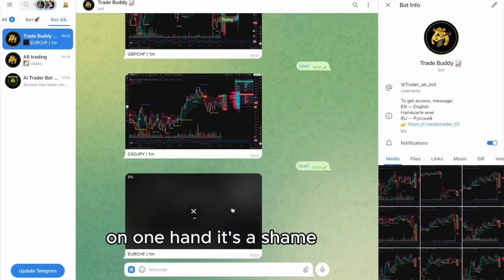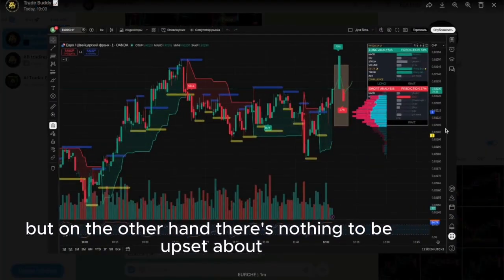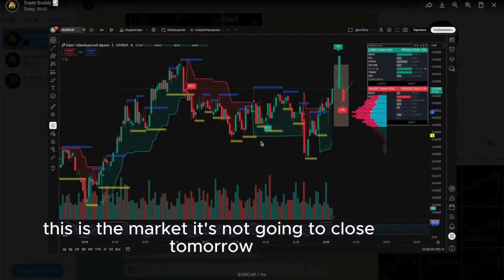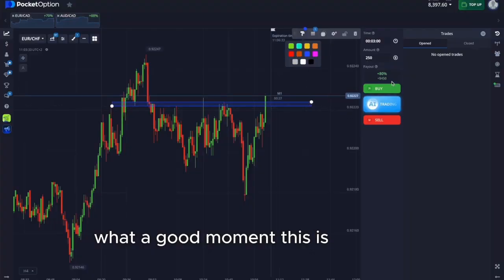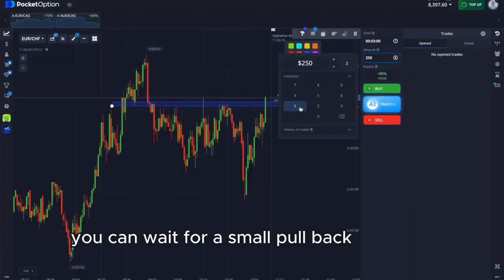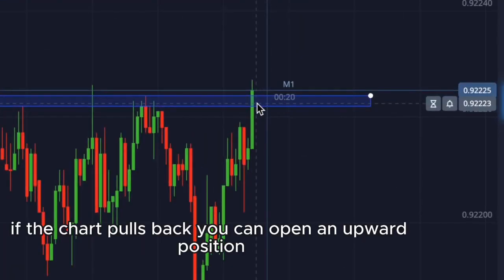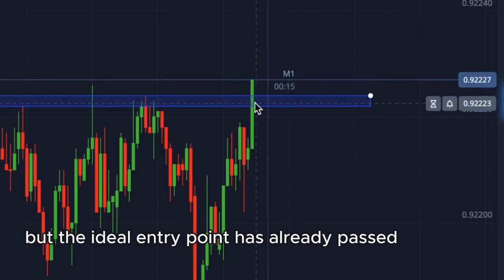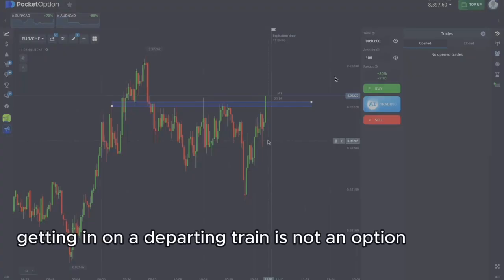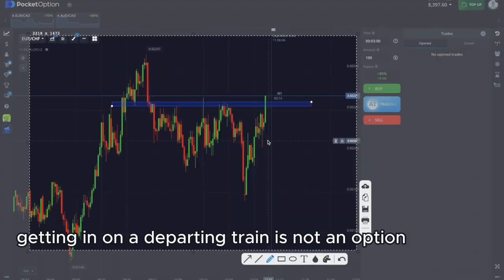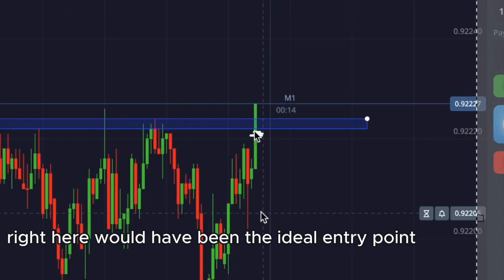On one hand, it's a shame, but on the other hand, there's nothing to be upset about. This is the market. It's not going to close tomorrow. What a good moment this is. You can wait for a small pullback, roughly to the spot where my cursor is. If the chart pulls back, you can open an upward position, but the ideal entry point has already passed. Getting in on a departing train is not an option. Right here would have been the ideal entry point.